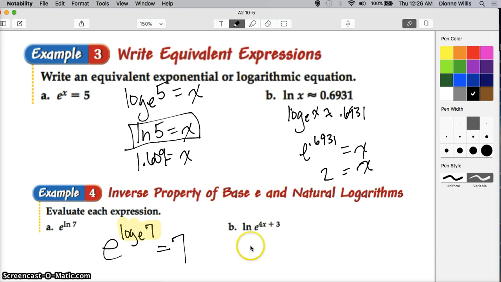Let's take a look at this one. Over here, we've got natural log of e to the 4x plus 3 power. And so what that means is log base e of e to the 4x plus 3 power. And so here again, it's kind of like a canceling out. It's like an undoing. Hopefully you see that they're inverses and you get 4x plus 3. Well, this is saying e raised to what power is e to the 4x plus 3? Well, it has to be raised to the 4x plus 3.